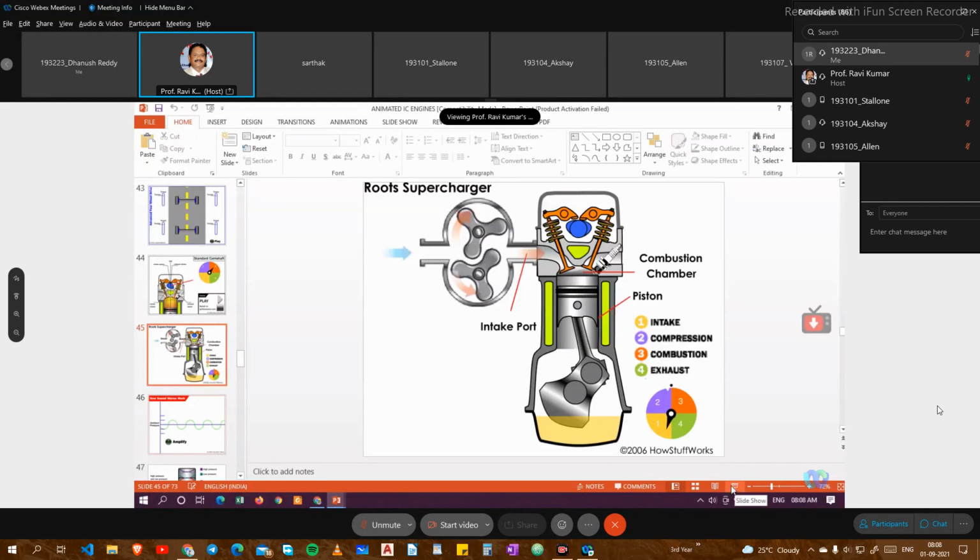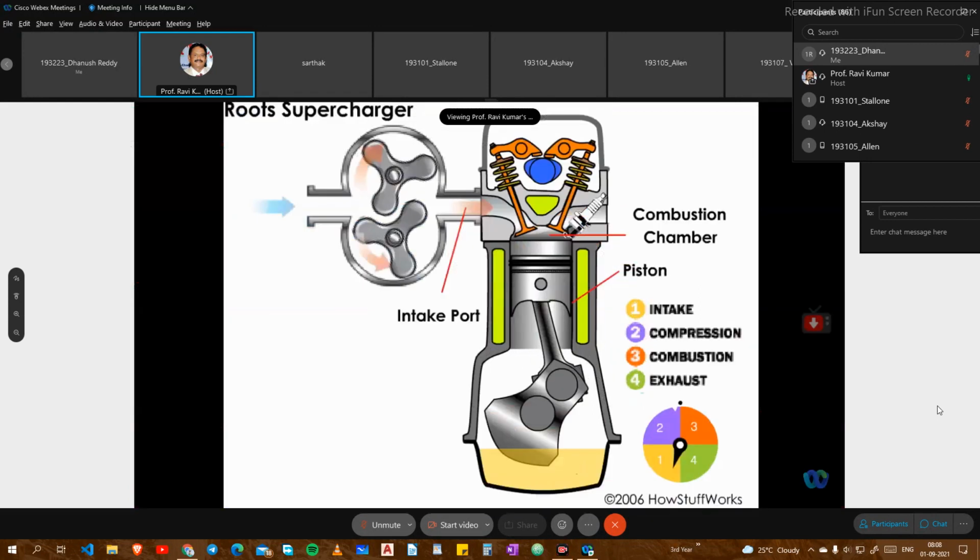Okay, today we are going to talk about supercharging and turbocharging. In the last classes we discussed SI engine combustion, CI engine combustion, the fuel injection system, and the electronic fuel injection system. Now we are looking at increasing the thermal efficiency and performance of the engine by adding an additional arrangement for the air or mixture going inside the engine.